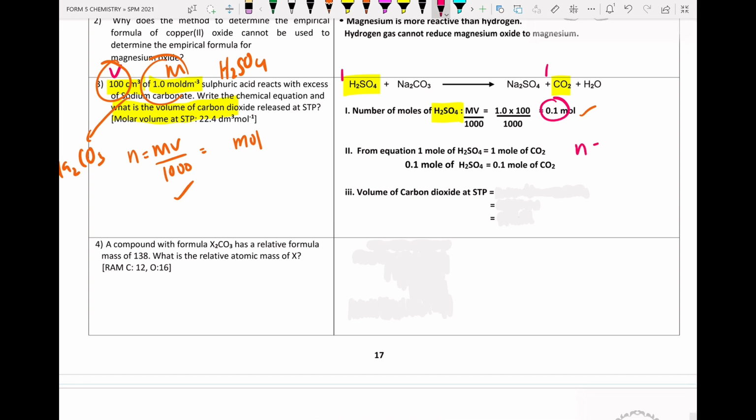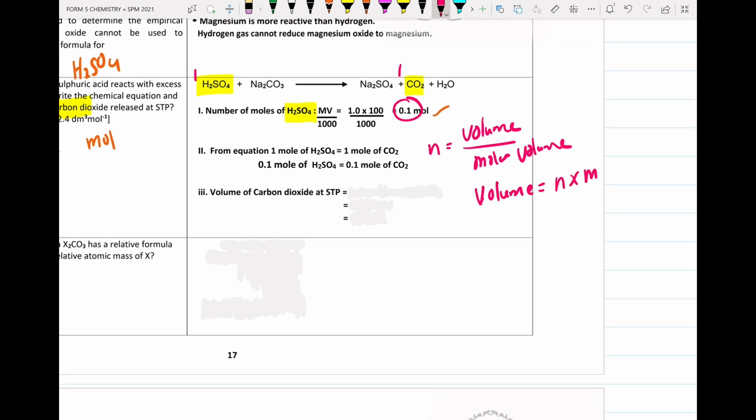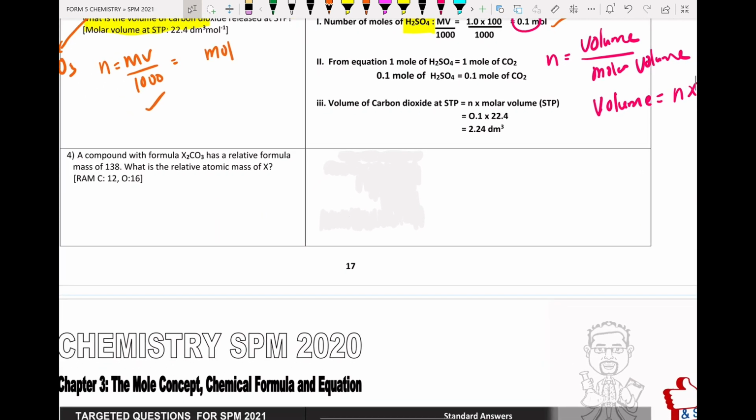When we have the number of mole, how to find volume? So we have number of mole equals volume over molar volume. From here, rearrange the formula to find the volume. How to rearrange the formula? Volume stands for what? Number of mole times molar volume. Use this formula to calculate the volume. So this is the answer. The answer is 2.24 dm power 3.